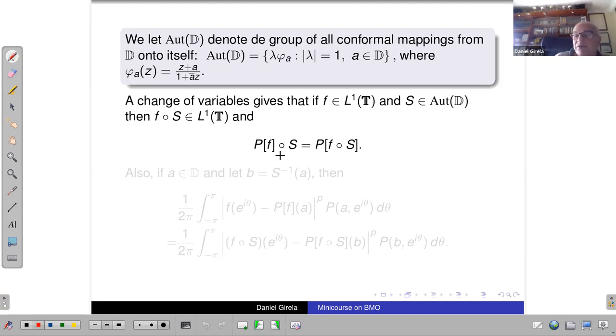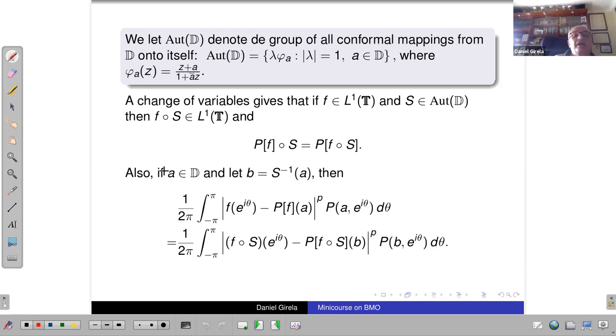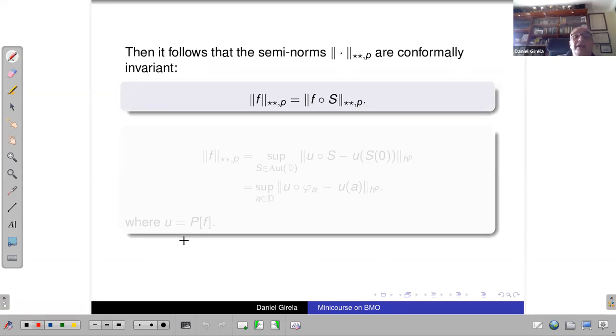But anyway, it can also be proved, with a simple calculus, that if we have any point A in the disk, S of course being an automorphism of the disk, and we take B, the inverse image of A, then if we take 1 over 2 pi the integral of F minus the Poisson integral of F evaluated at A, this is the same as this. It is just a matter of making a calculation. So the supremum of this quantity over all A's in the disk is the same as the supremum over all B's in the disk. In this way, what we get is that the seminorm is conformally invariant.